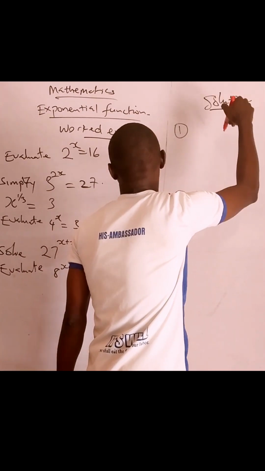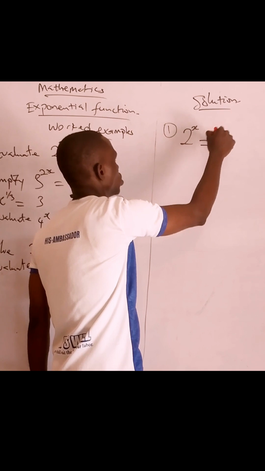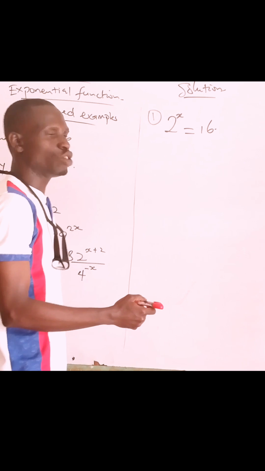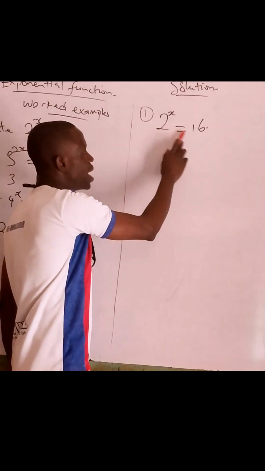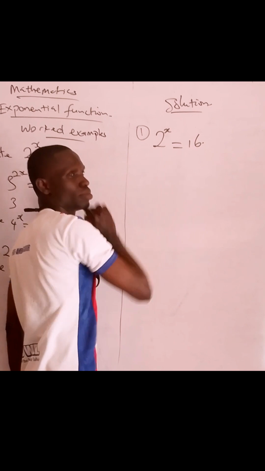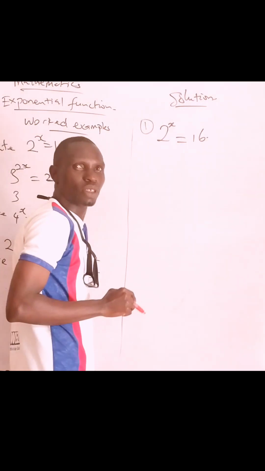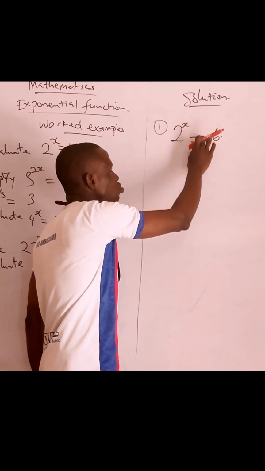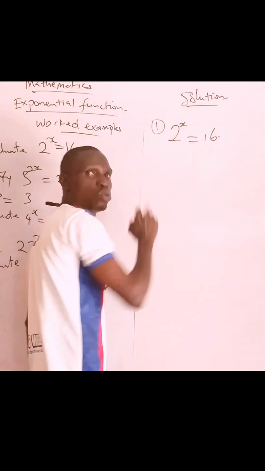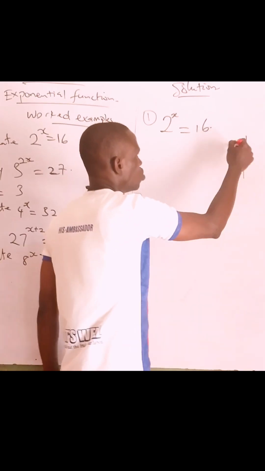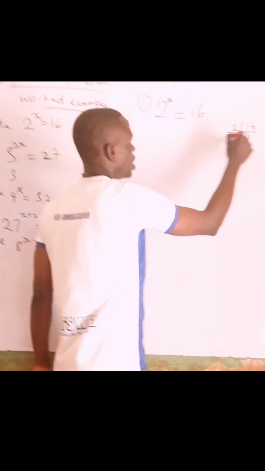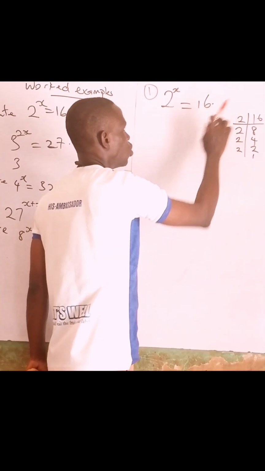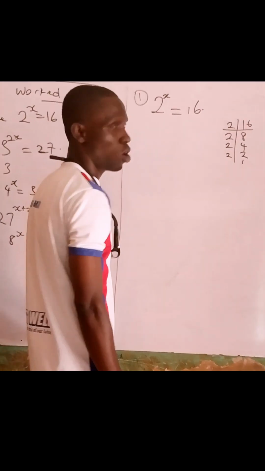Solution. Number 1. 2 raised to power x is equal to 16. So what we do is, we make the base become the same. That means we are going to make this 16 to base 2. How do we do that? It's very easy. We all know 16 to base 2: 2 into 16 is 8, 2 into 8 is 4, 2 into 4 is 2, 2 into 2 is 1. 1, 2, 3, 4. So it's going to be 2 raised to the power of 4.